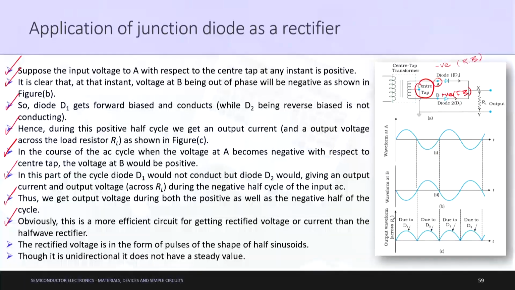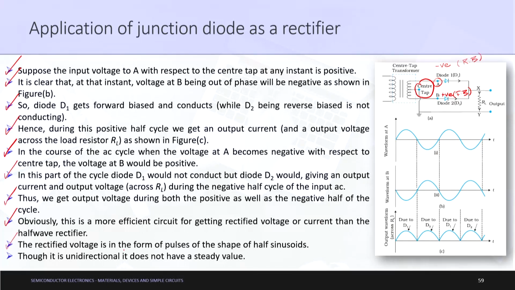In the half wave rectifier, only a half wave was being rectified. In the case of the full wave rectifier, the complete cycle is being rectified, and hence this is more efficient or more usable. So, obviously this is a more efficient circuit for getting rectified voltage or current than the half wave rectifier.